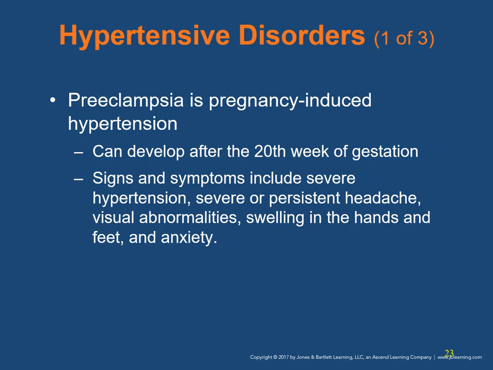Hypertensive disorders. One complication that occasionally occurs, typically in patients who are pregnant for the first time, is preeclampsia, or pregnancy-induced hypertension. This condition can develop after the 20th week of gestation, characterized by the following symptoms: severe hypertension, severe or persistent headache, visual anomalies such as seeing spots, blurred vision or sensitivity to light, swelling in hands and feet, edema, and anxiety.